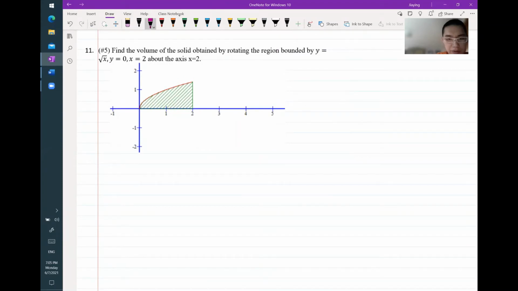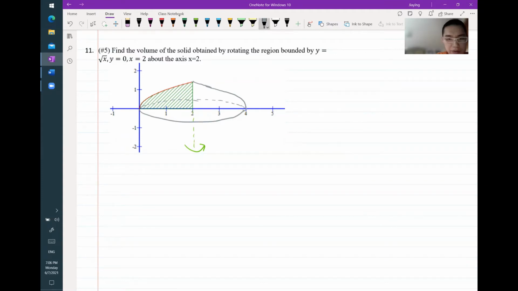In this example, we're going to find the volume of the solid. So this shaded region, I'm going to rotate it around x equals 2. So that's a line I'm going to rotate around. If I do that, I'm going to draw the shape. Not sure how accurate that is, but you kind of get this shape. At the bottom, the base is a circular base. So it's kind of like a cone shape because the top is a pointed tip, but the base is circular.